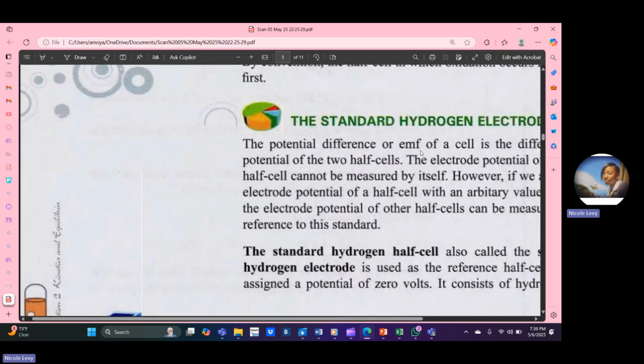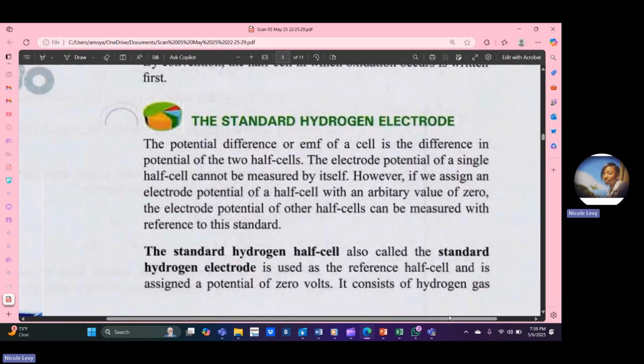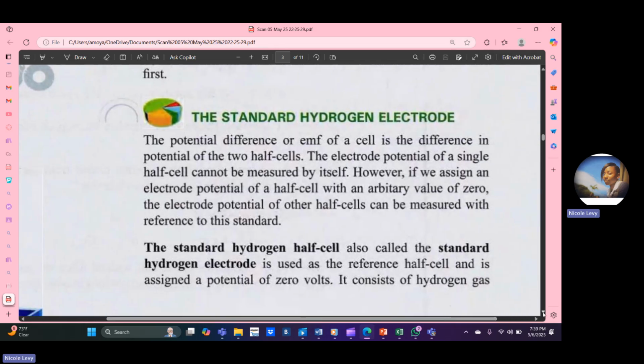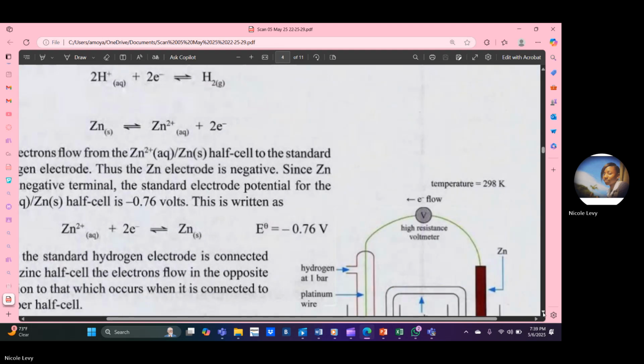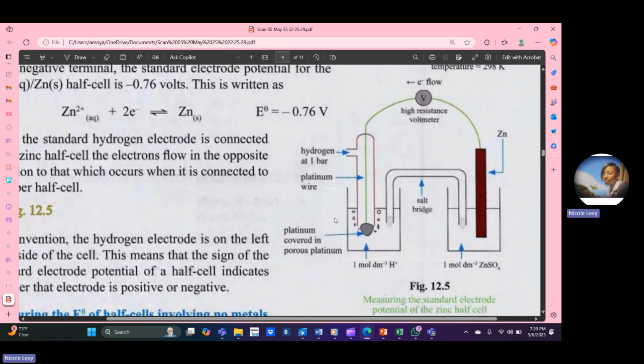right? So the standard hydrogen electrode, SHE, consists of hydrogen gas. And this is how we normally draw SHE. So SHE is usually represented this way. You have the hydrogen gas coming in.